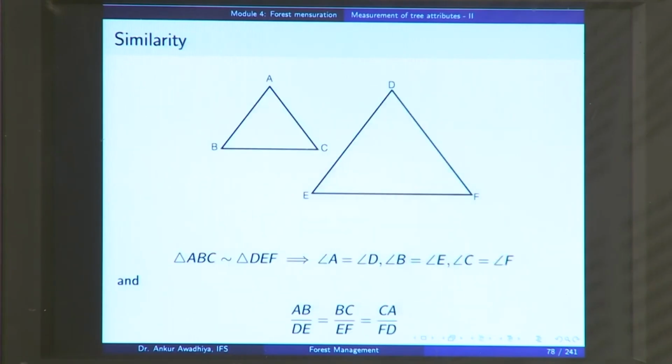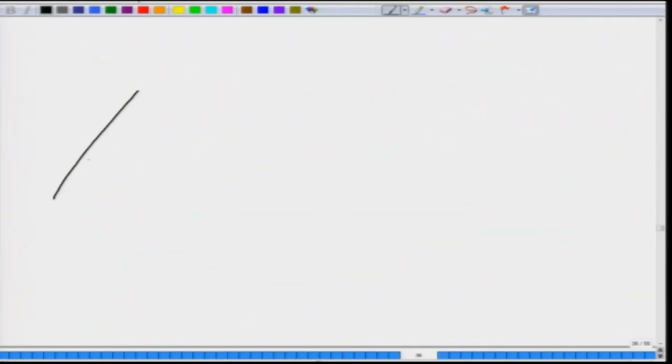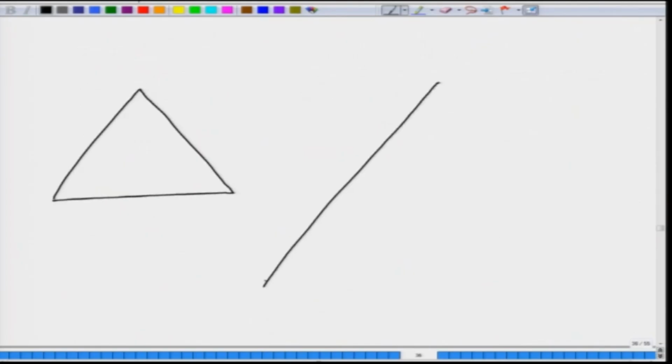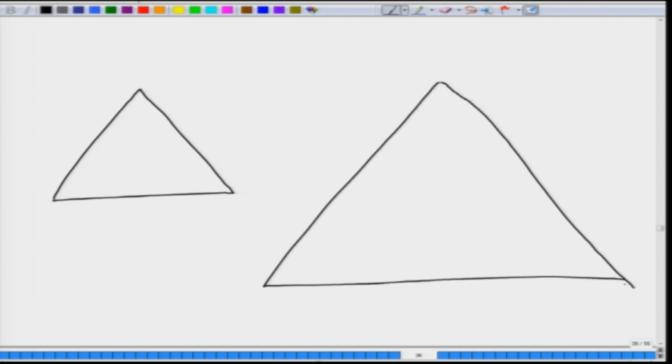So, the first such method is known as the method of similarity. If you have two triangles, now you have these two triangles which are of the same shape, but different sizes.